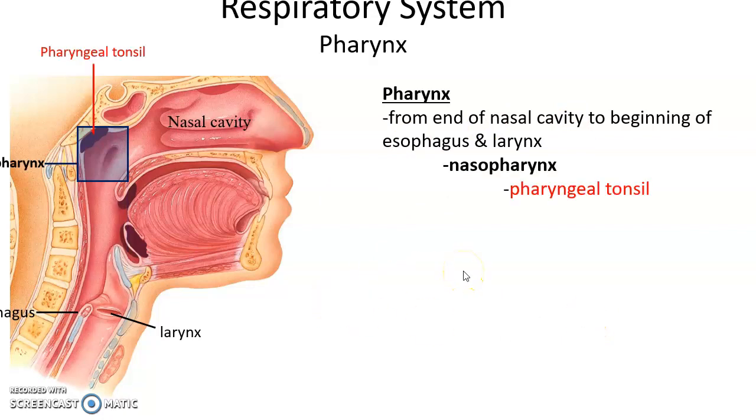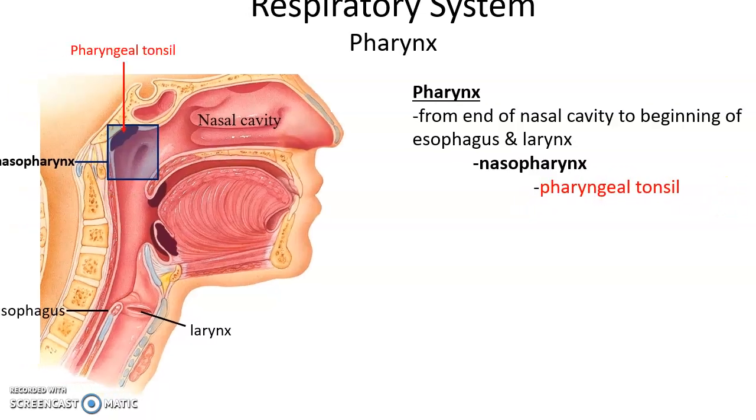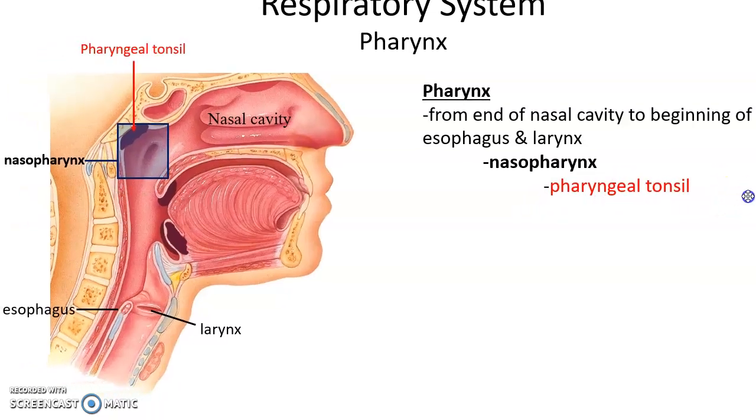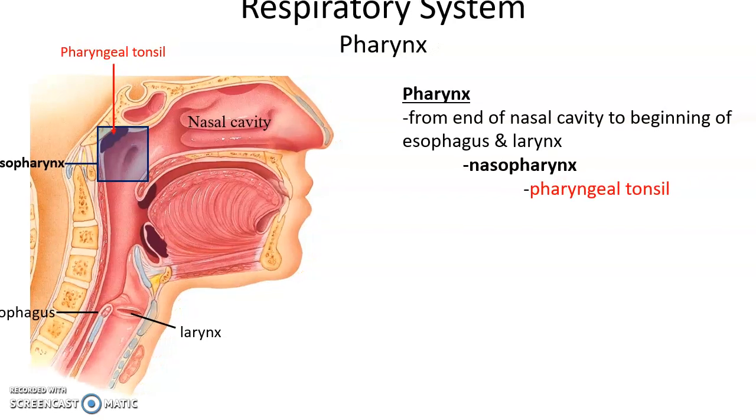You can break the pharynx up into three regions. You have the nasopharynx. Nasopharynx comes directly after the nasal cavity. Within the nasopharynx, you'll find the pharyngeal tonsil.